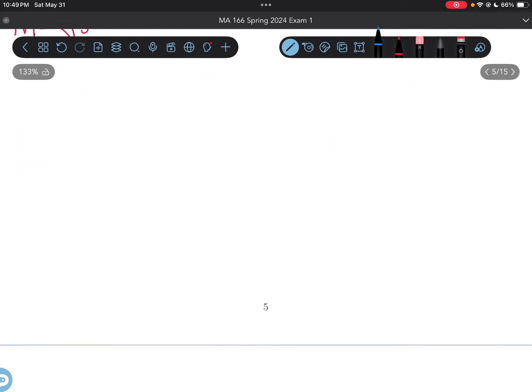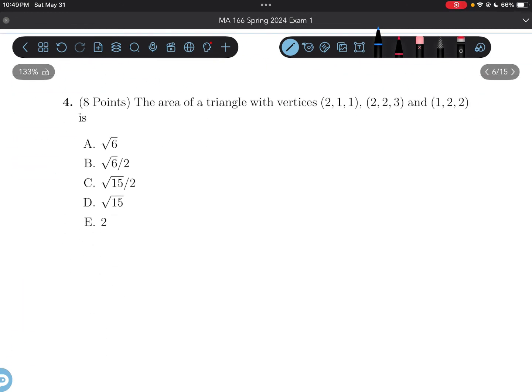Okay, moving on to question 4. Question 4 asks us to find the area of a triangle with vertices (2, 1, 1), (2, 2, 3), and (1, 2, 2). So, suppose our triangle looks like this. First, let's call this point A, this point B, and this point C.